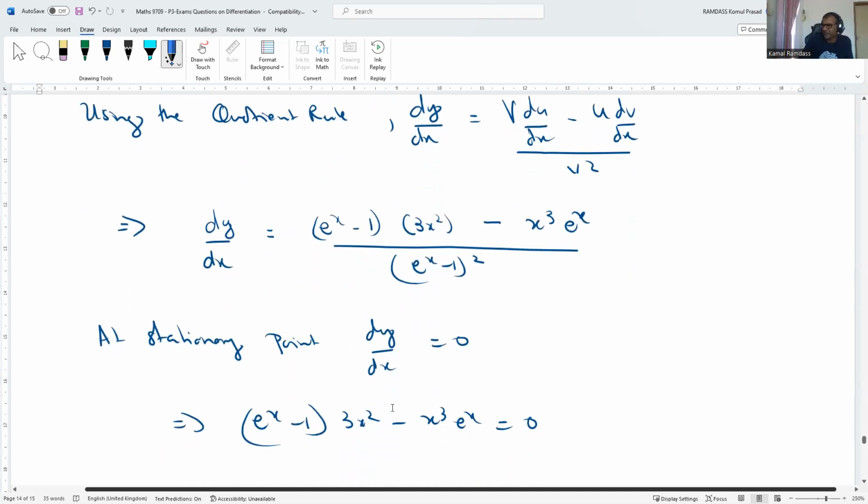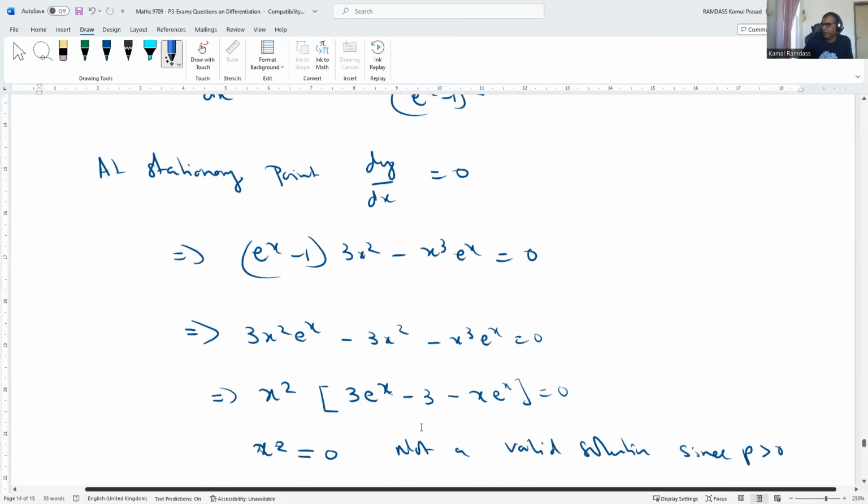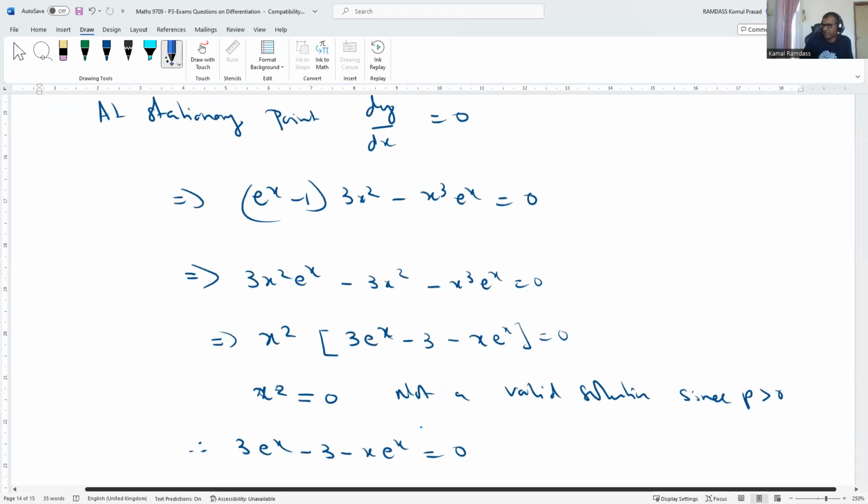At a stationary point, dy by dx est égal à 0. Ça veut dire le dénominateur va s'éliminer. Bon, on gagne e to the power of x minus 1 times 3x squared, minus x cubed times e to the power of x, is equal to 0. Et finally, je suis capable de simplifier ça, je gagne 3x squared e to the power of x minus 3x squared minus x cubed e to the power of x est égal à 0.